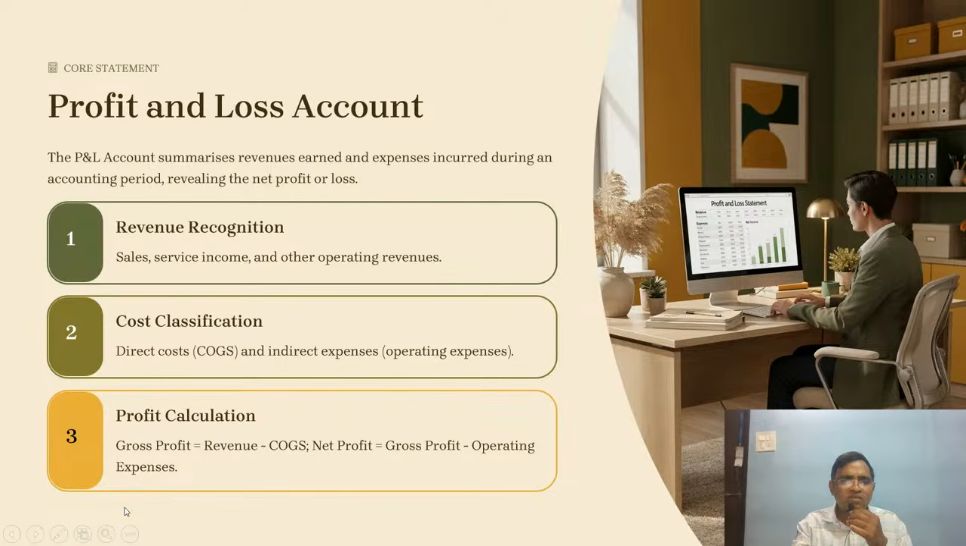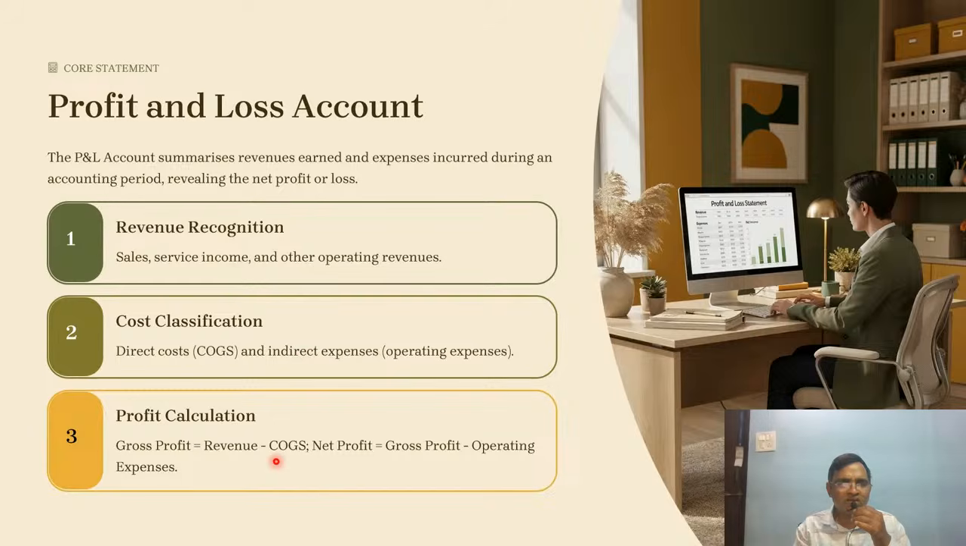See, profit and loss account. You're already aware, profit and loss account summarizes the revenues earned and expenses incurred during an accounting period, revealing the net profit or net loss. In order to know the net profit or net loss, what is the revenue and expenditure incurred is done through revenue recognition. How much sales, service income, and other operating revenue. Cost classification: direct cost as well as indirect expenses, operating expenses.